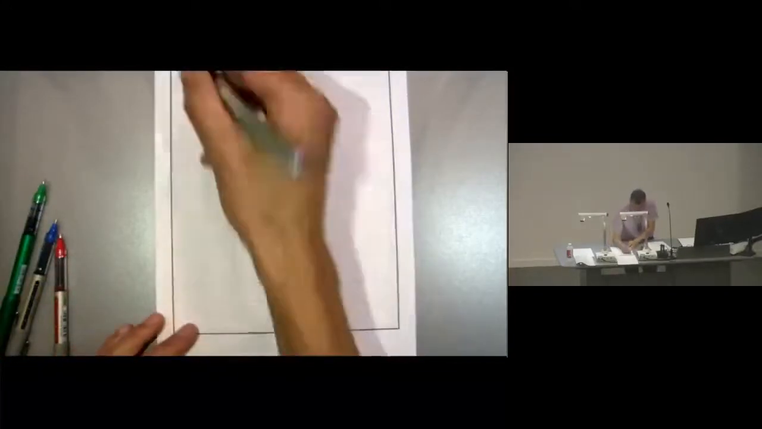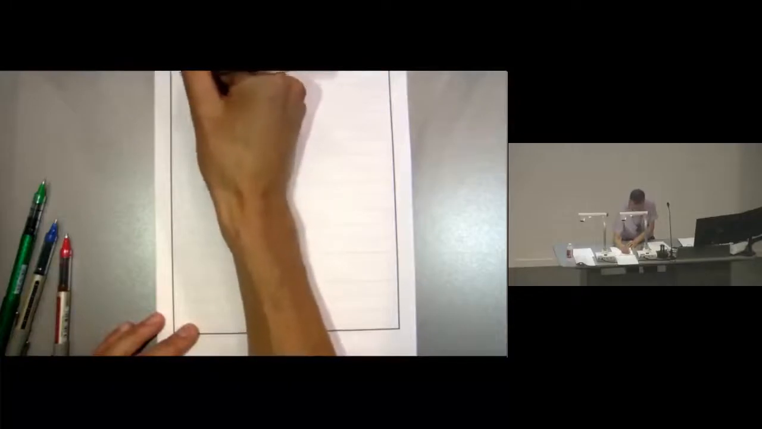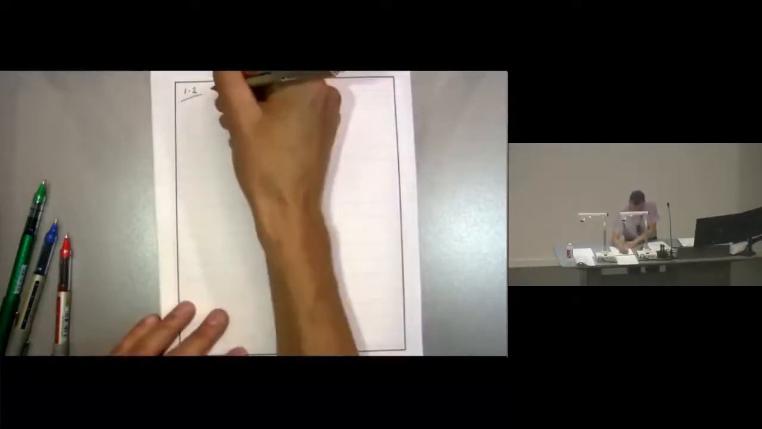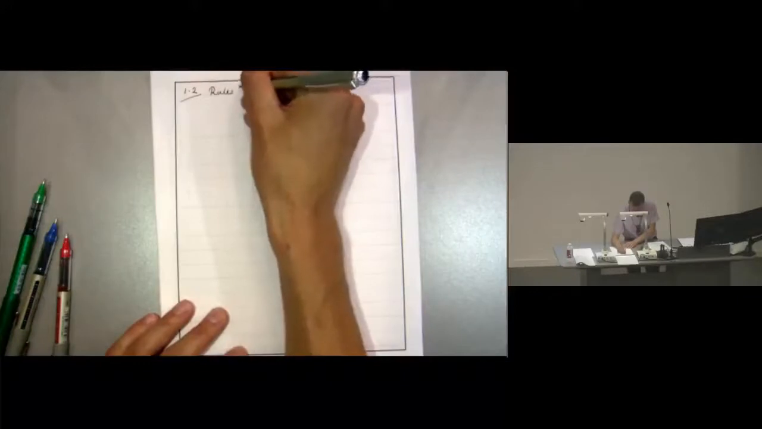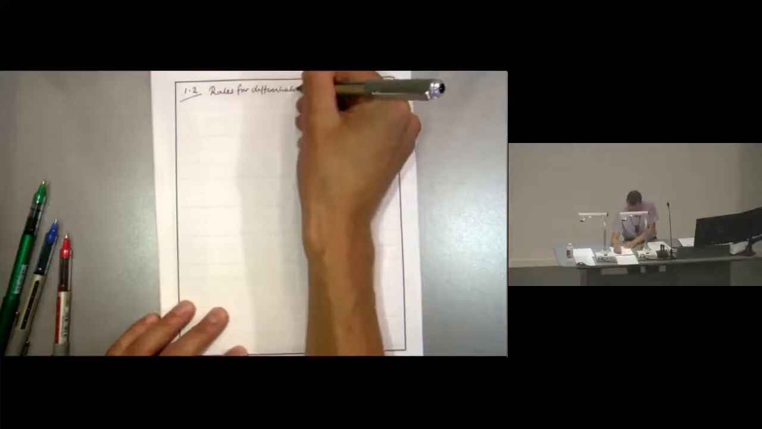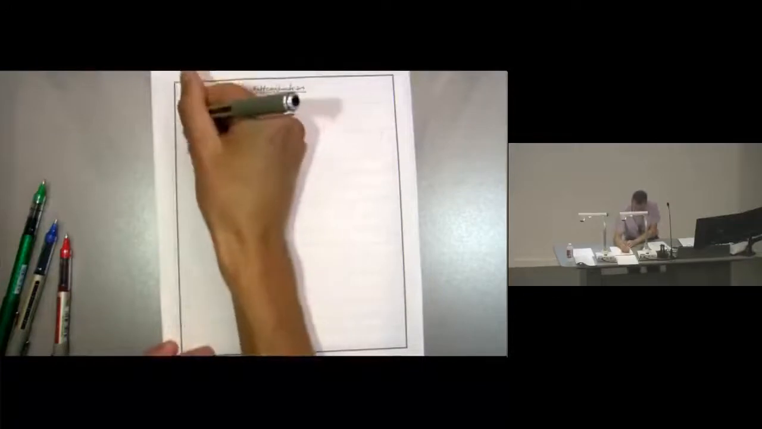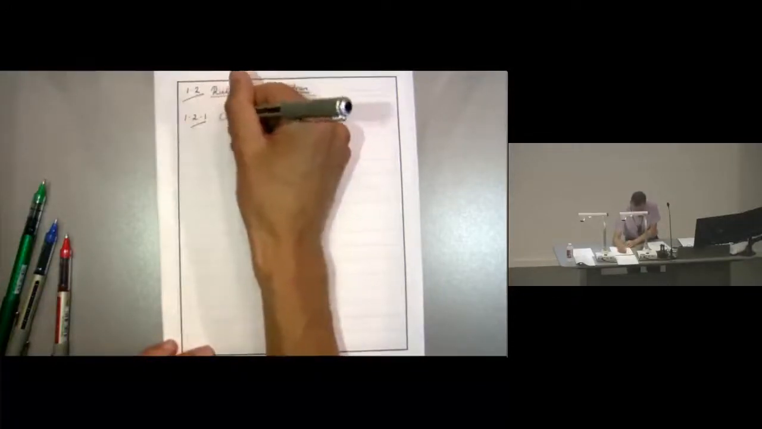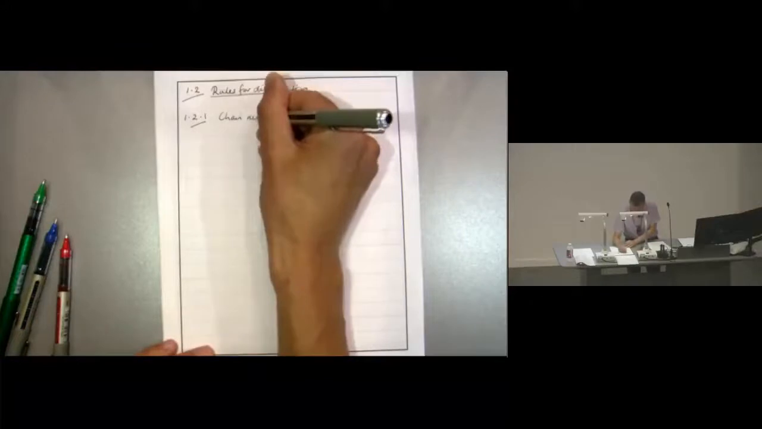Okay, so we're going to move on now to look at some basic rules which will be very familiar to you for taking derivatives of functions. And we're going to start with the chain rule. So the chain rule is useful when you're trying to take the derivative of a function of a function.